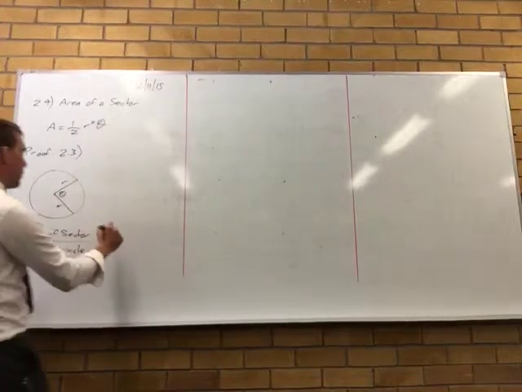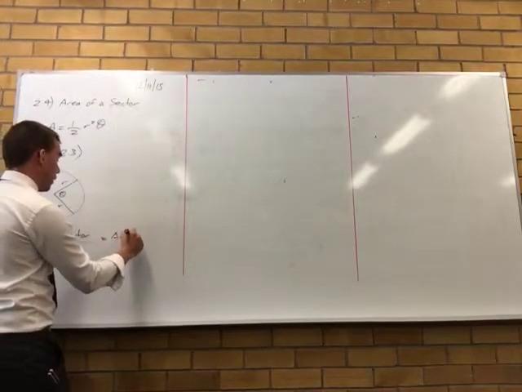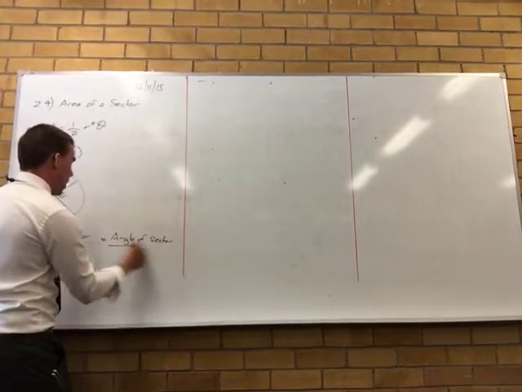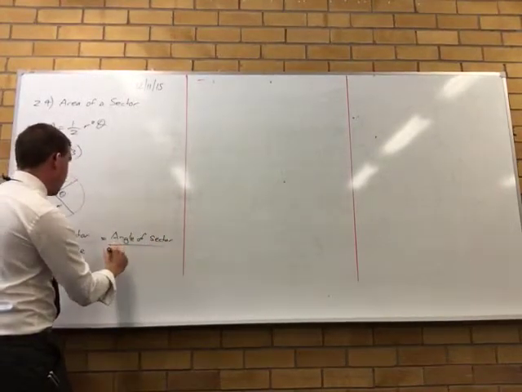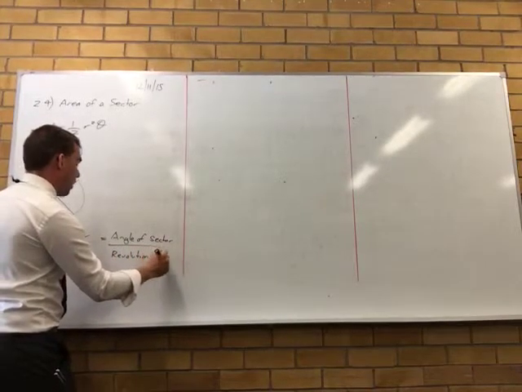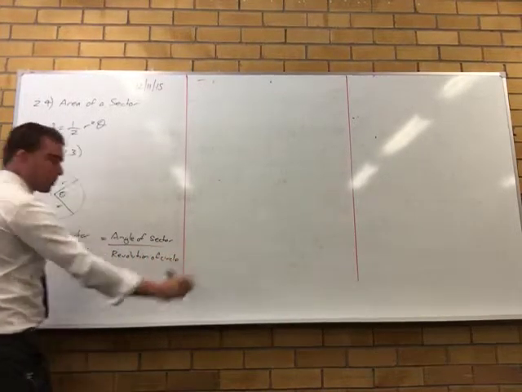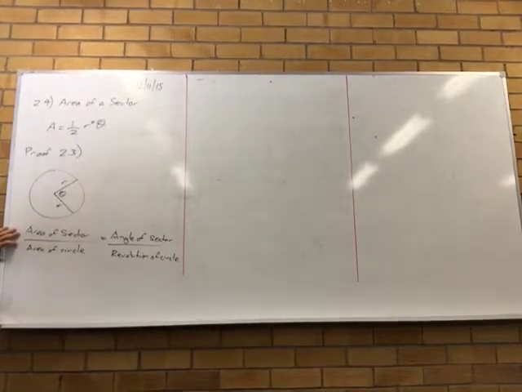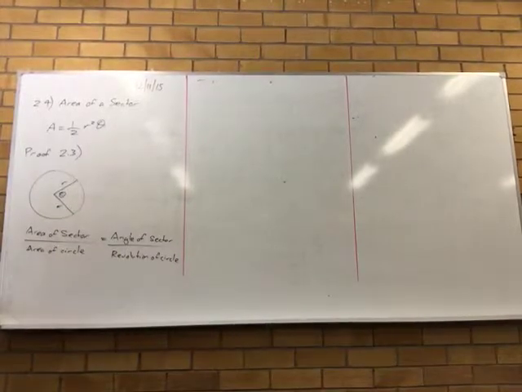Is equal to the angle of sector over the revolution of the circle. So, white and tidy writing, it's been a few days. So we're getting a similarity, so we're relating area with angular measure in radian.